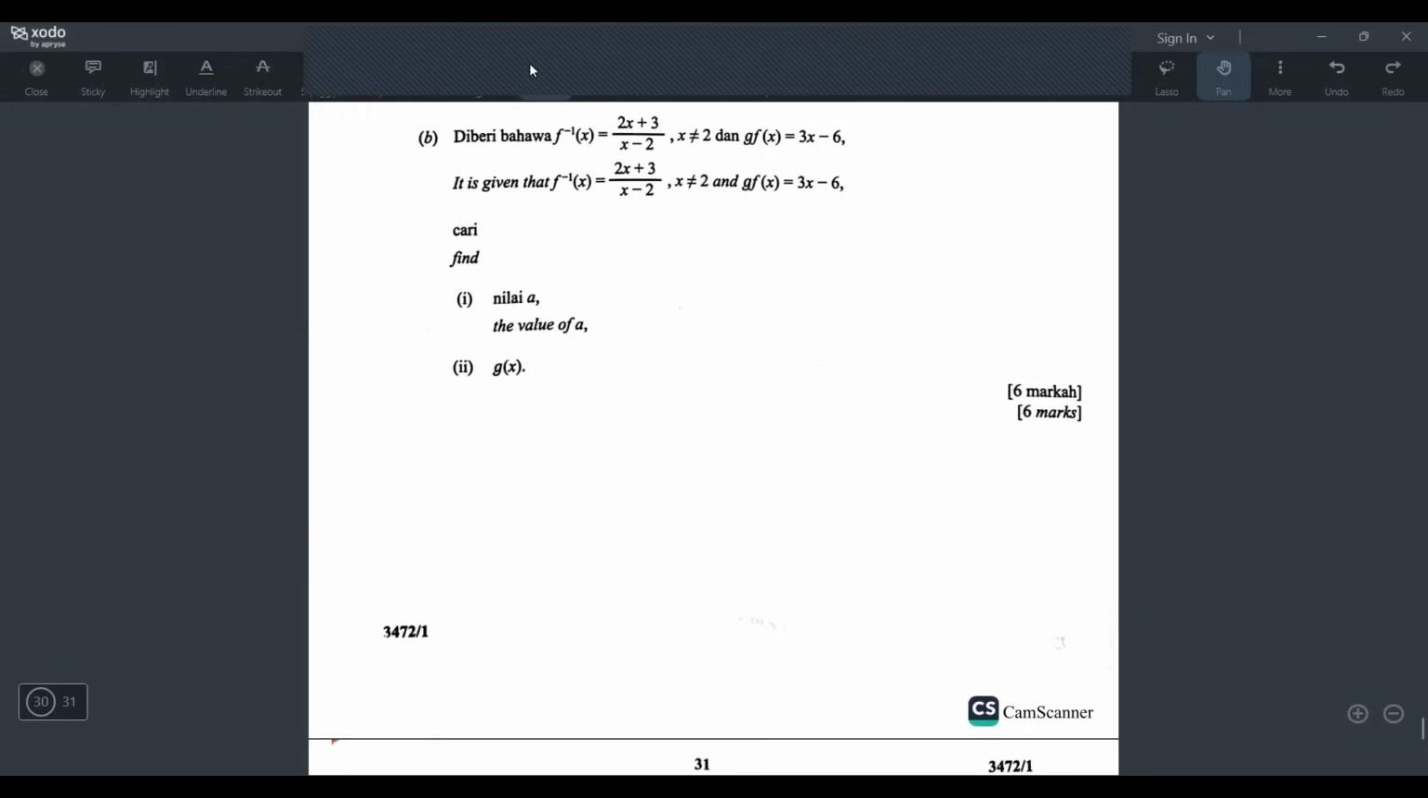Done. Okay, question B. It is given that f inverse x equals to this, x cannot equals to 2. This is the undefined case. gf(x) equals to 3x minus 6. Find number 1, the value of a. So value of a means, where is a?